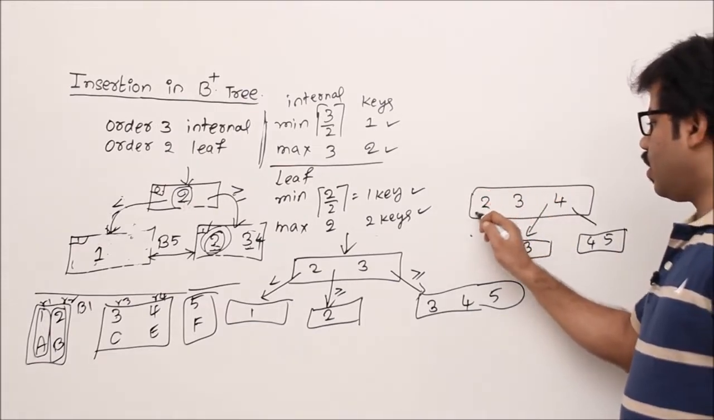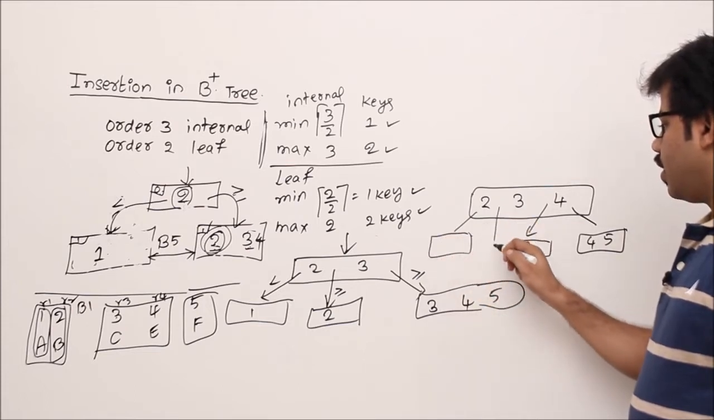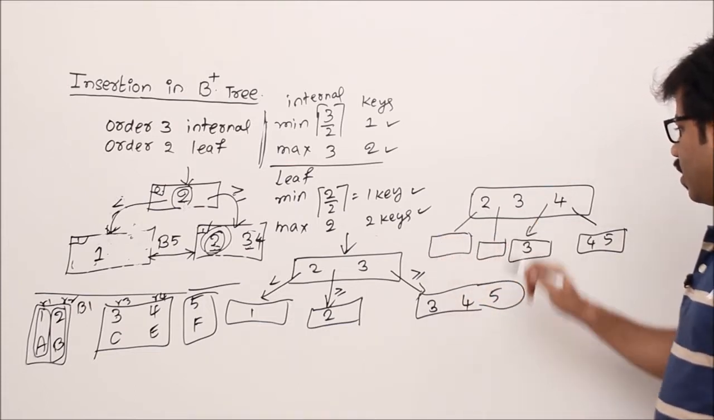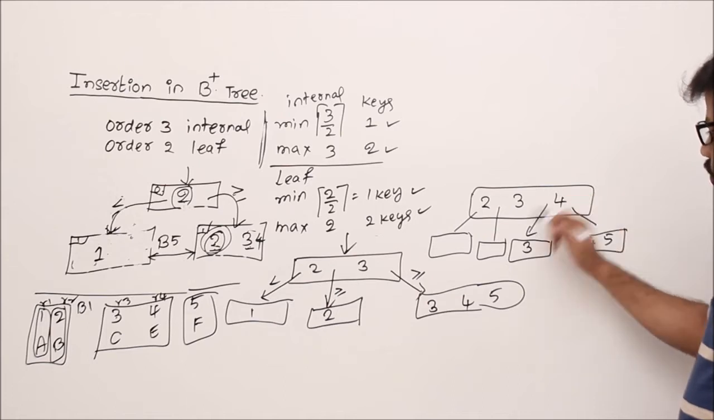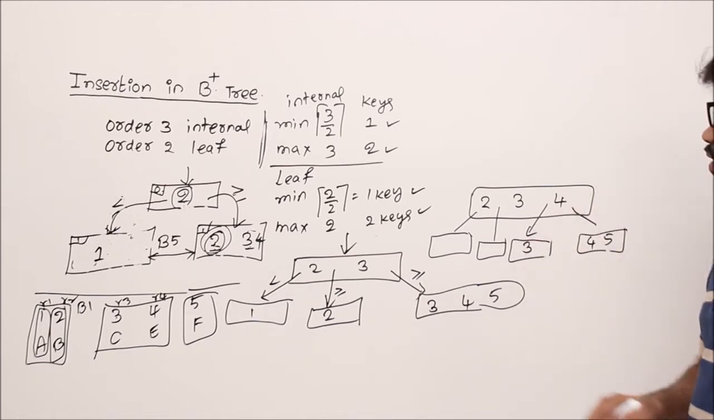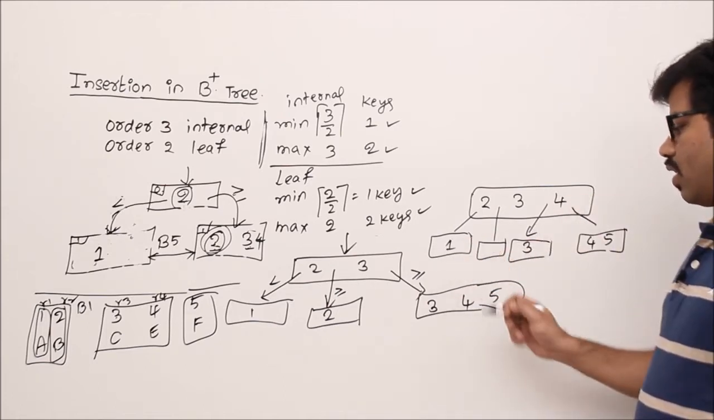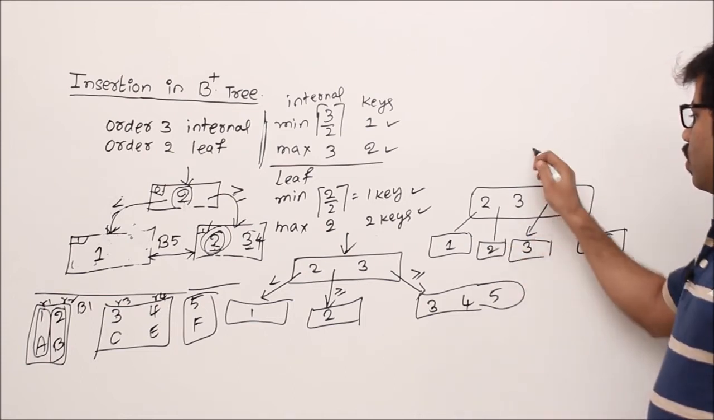If you see here, 2 is on the left, in between 2 and 3 is this one, after 3 and before 4 is this one, and after 4 is this one. So here we should write 1 as it is, we are not disturbing that. So here 2, this will be the tree.